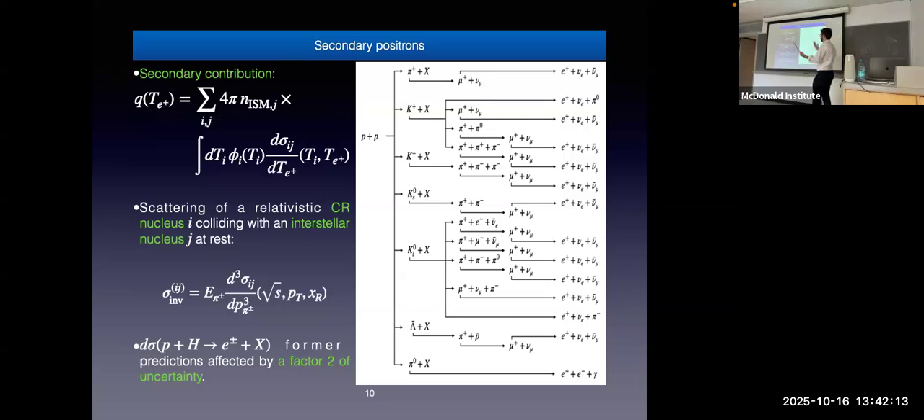Now, the main channel of production of positrons are just classic proton-proton collisions. So a cosmic ray proton that impacts on a proton of the ISM. And from this hadronic interaction, we will have a list of intermediate particles that can decay and produce a positron in the final state. And so in order to have a model of this quantity, we need to calculate the contribution coming from all these types of reactions.